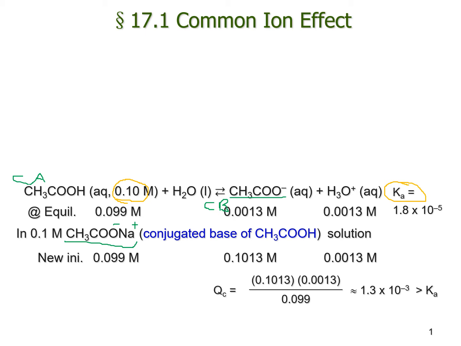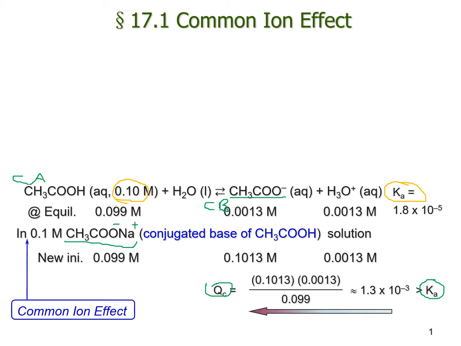So Qc has the same math as Kc, but Qc is for initial concentration only. So we multiply the initial concentrations of the products divided by that of the reactant. We see the Qc is 1.3 times 10 to the negative third. Remember, if we put the Qc in the first place, followed by the Ka, we realize Ka is smaller because Qc is greater than Ka. So if we draw the arrow, we realize that the arrow is from right to the left.